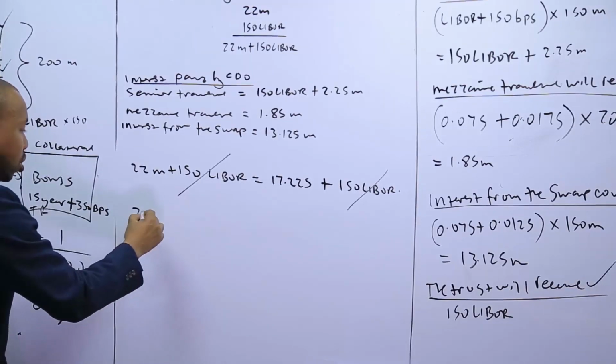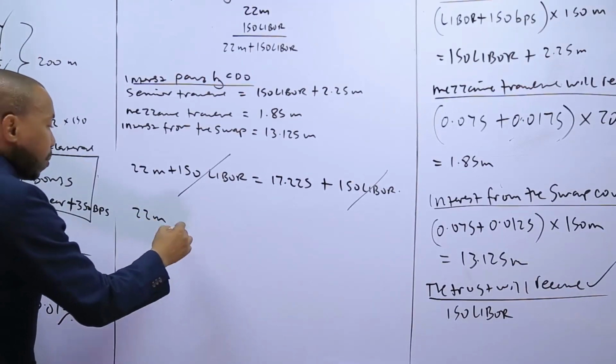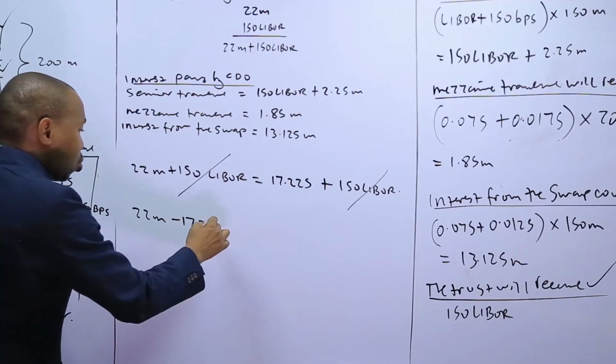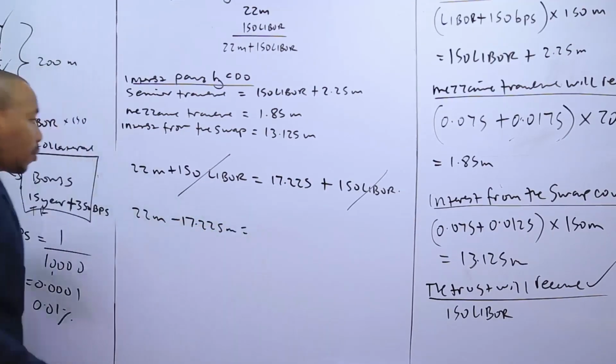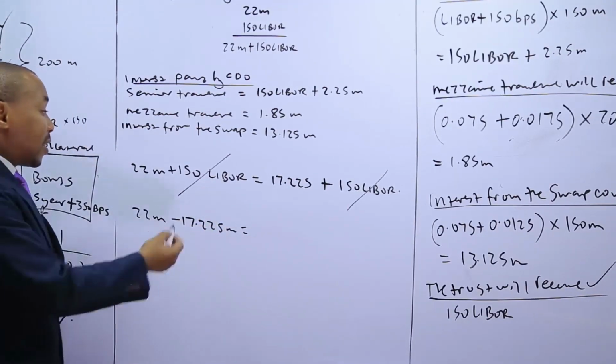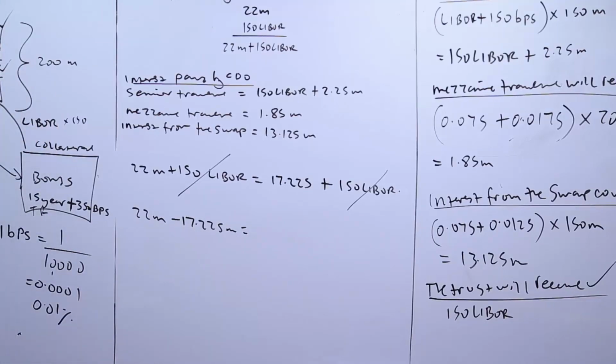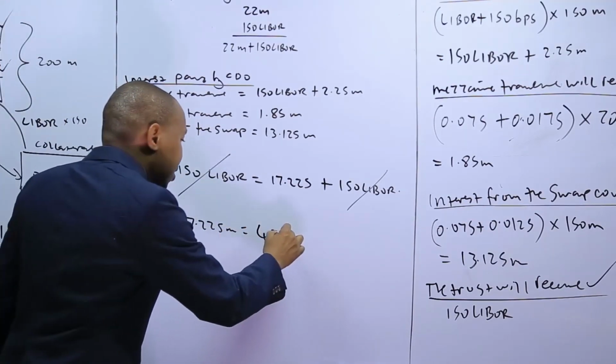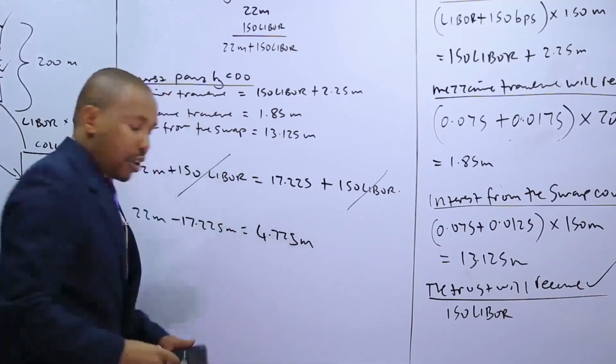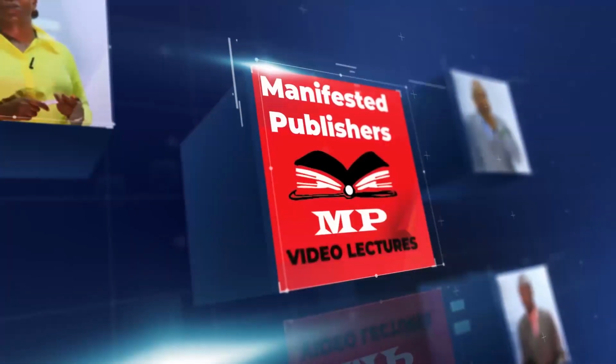So we are left with 22 million minus 17.225 million. That gives us the value of the swap or this CDO. So 22 minus 17.225, we have 4.775 million right there.